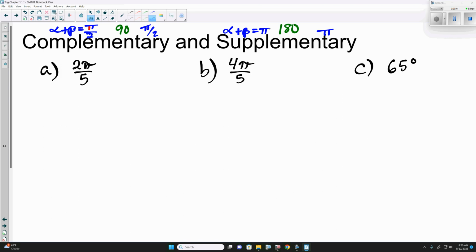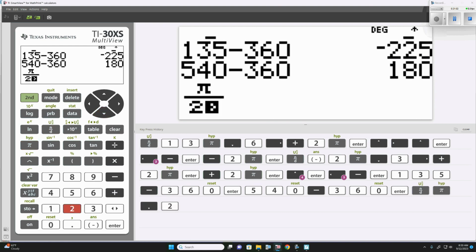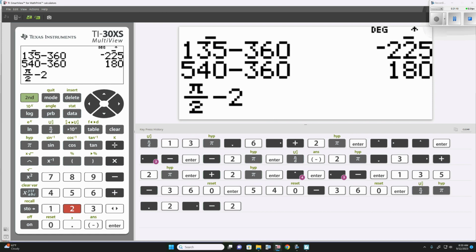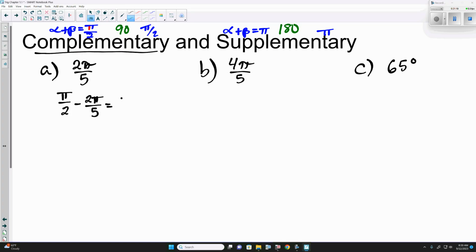So with 2 pi over 5, if I want to find the complementary angle, the angles that add together to be pi over 2, well, I can take pi over 2 and subtract 2 pi over 5 from it to find its complement. So we can say pi over 2 minus 2 pi over 5. Enter. And we get pi over 10. So the complement is pi over 10 radians.